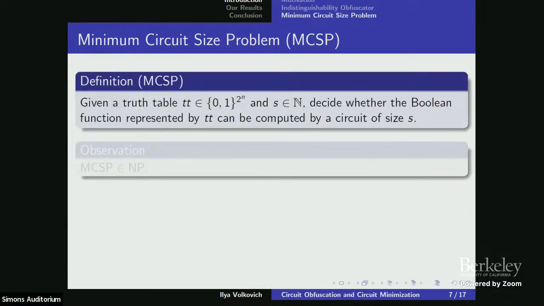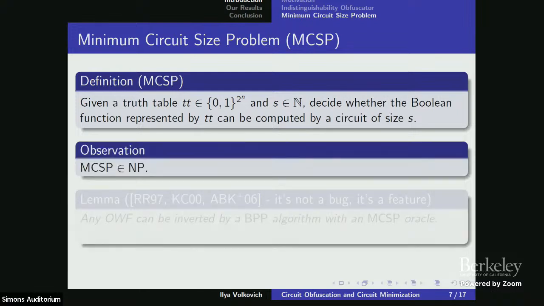So what's the problem here? We're given a truth table, a string of length 2 to the n, and we give a size parameter S. What we'd like to know is whether there is a circuit of size S that implements this truth table. An important thing to emphasize here is that your input size is not n, but 2 to the n. This is kind of atypical; usually n is the input size. This already gives us something relatively straightforward, which is that MCSP is in NP, right?